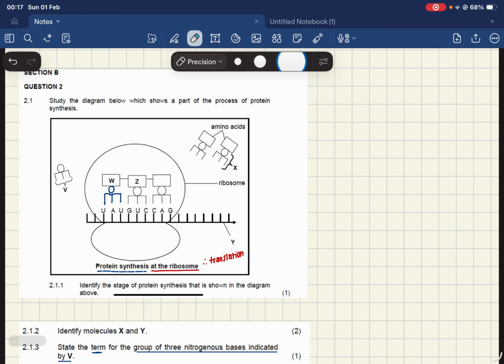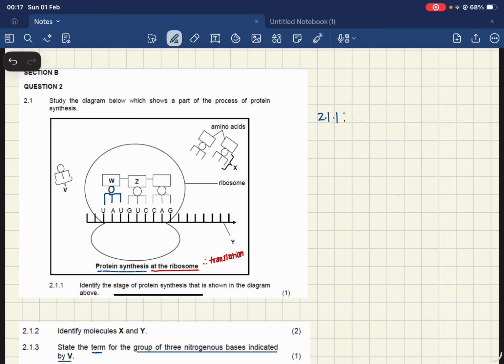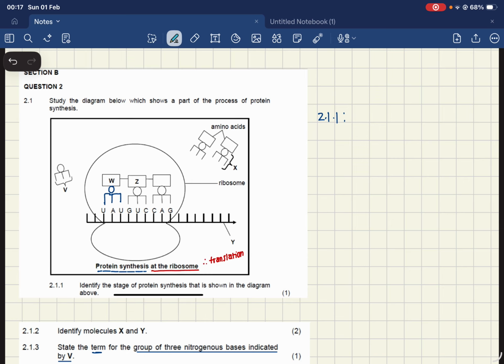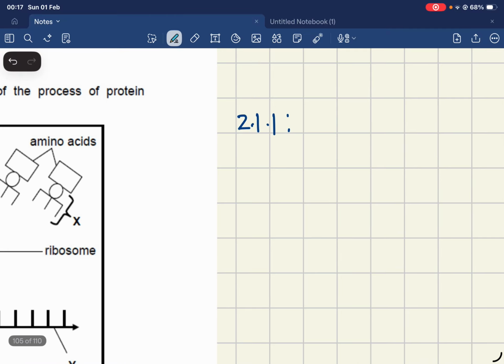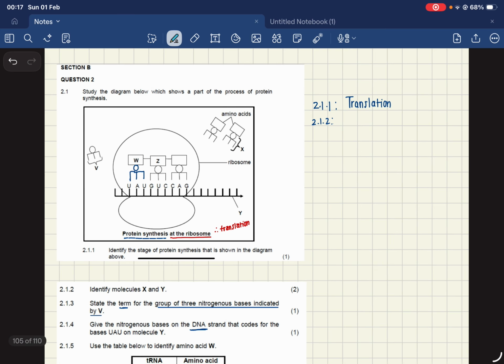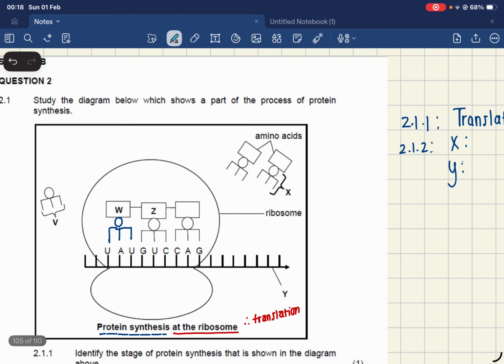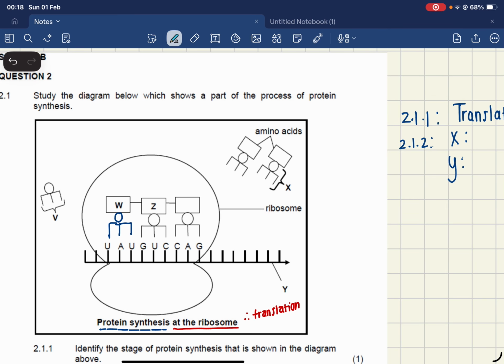I want us to quickly answer these questions. Let's start with question 2.1. Question 2.1.1 states the following. We should identify the stage of protein synthesis shown here. They said protein synthesis at the ribosome. At the ribosome, that would be translation. 2.1.2 says identify molecules X and Y. That's translation, as we can see, because we said it's happening at the ribosome.